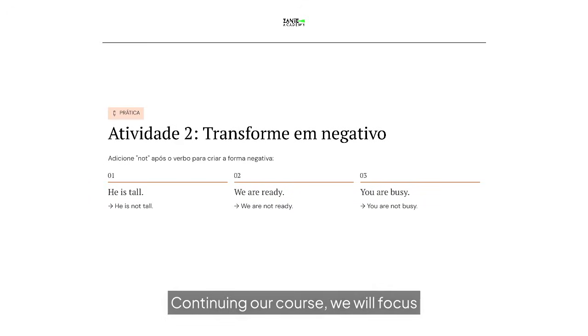Continuing our course, we will focus on transforming affirmative sentences into negative ones. This is an essential skill as it allows us to express the opposite of what we've said, which can be just as important in conversations. For this activity, you will add not after the verb to create negative sentences. Let's look at a few examples together.